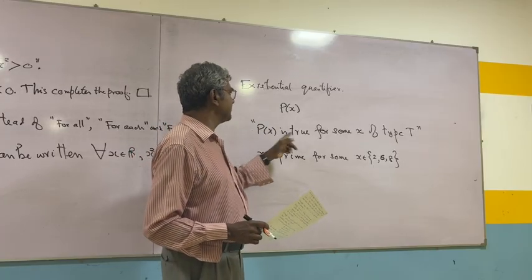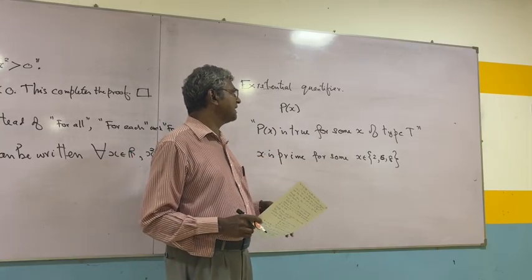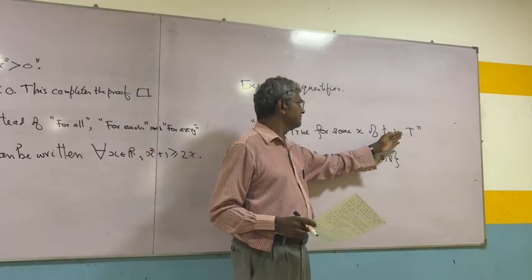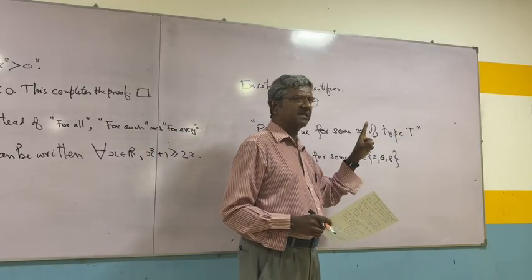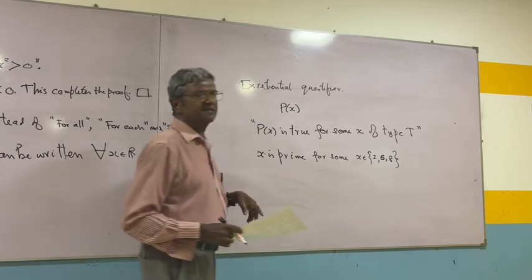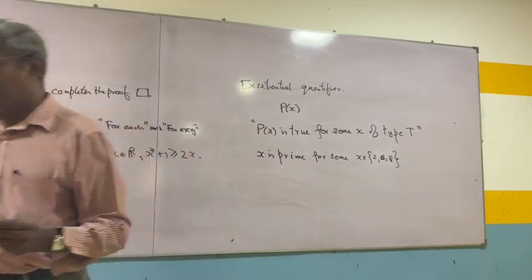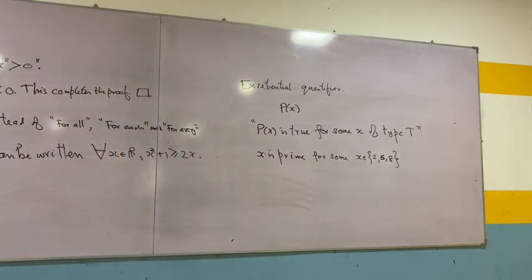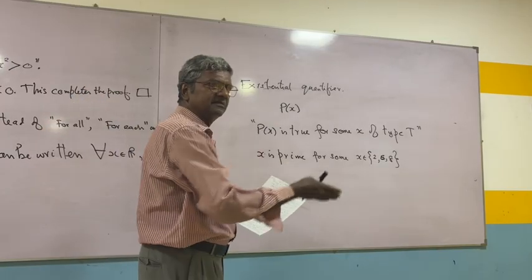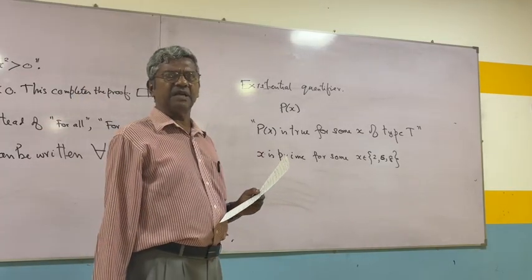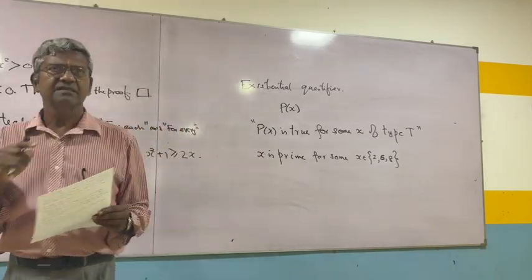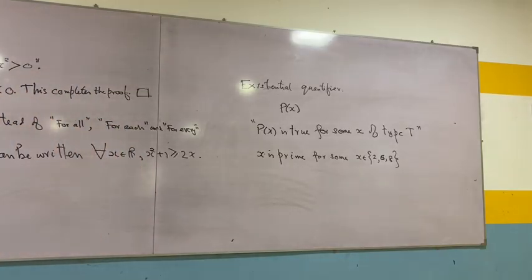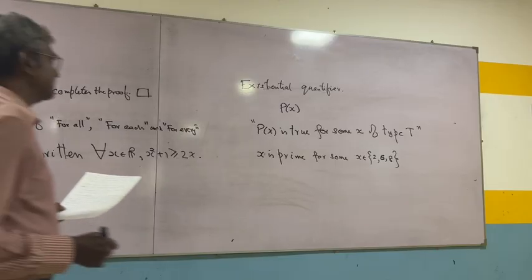So when I say P(x) is true for some x of type T, that means there must be at least one x of type T so that P(x) is true. That's what it means. Although, by the way, it is possible that there are more than one. It doesn't matter. What matters to us is there is at least one. The statements of this form are called existential statements.